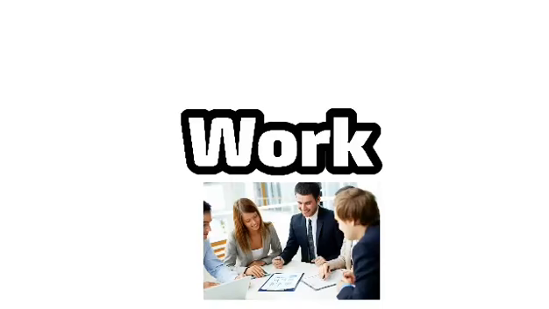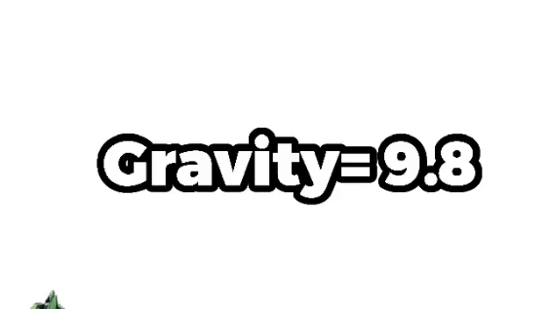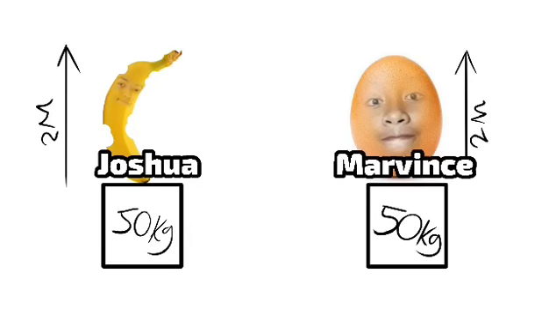Now the next one will be work. The equation of work is mass times gravity times delta height. Also, always remember, gravity is equal to 9.8. Let's have a demonstration of the equation. We have a diagram that shows two people, Joshua and Marvin, lifting an object weighing 50 kilograms to a height of 2 meters. The question is: what is the work in this diagram?